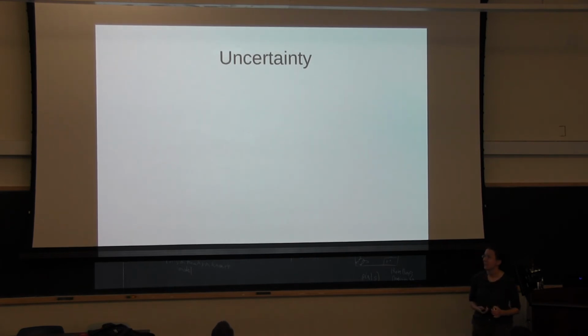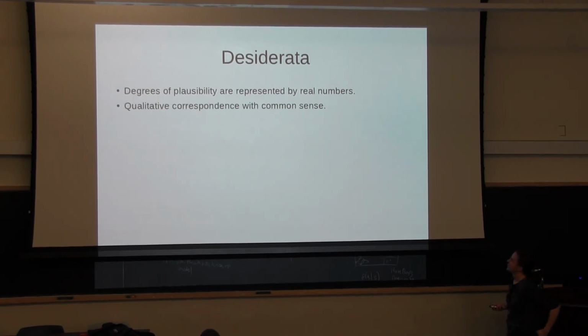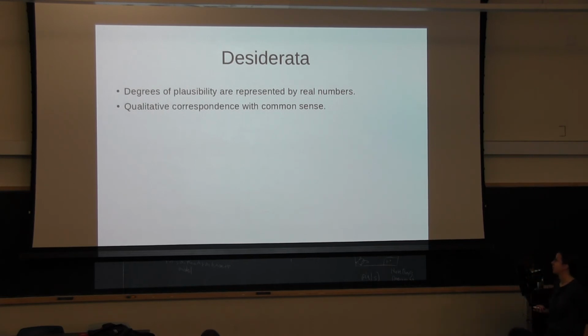Cool. So then uncertainty. That was our second unit. So we had these Desiderata, where you guys saw a video lecture. Sorry, I couldn't be there for that lecture. Degrees of plausibility, this was the Jaynes reading. Degrees of plausibility are represented by real numbers. Qualitative correspondence with common sense.